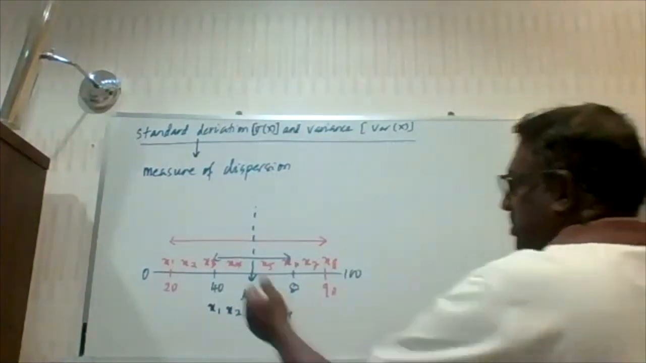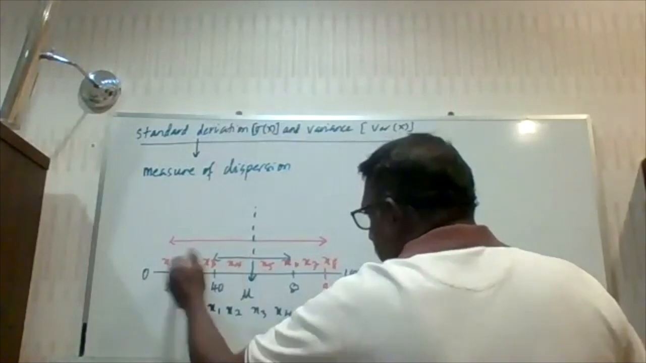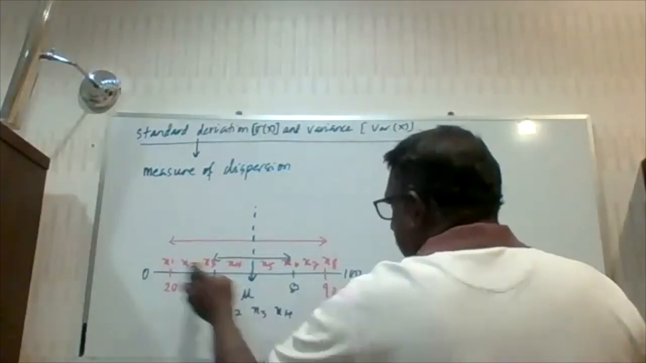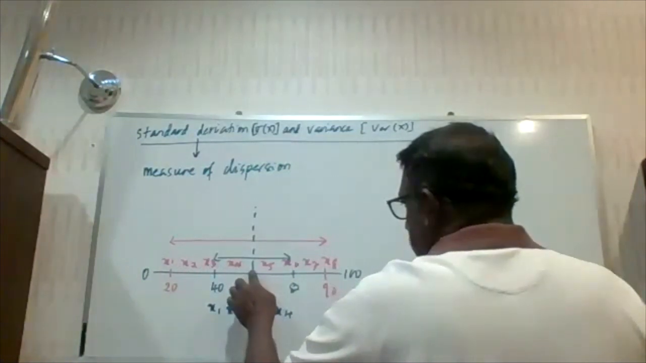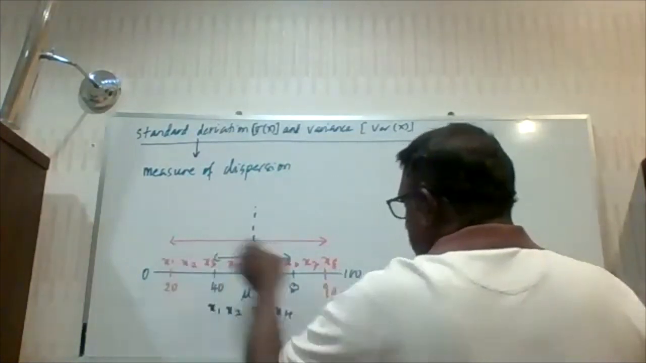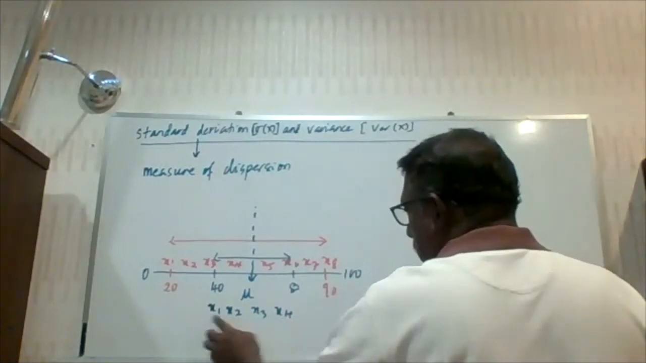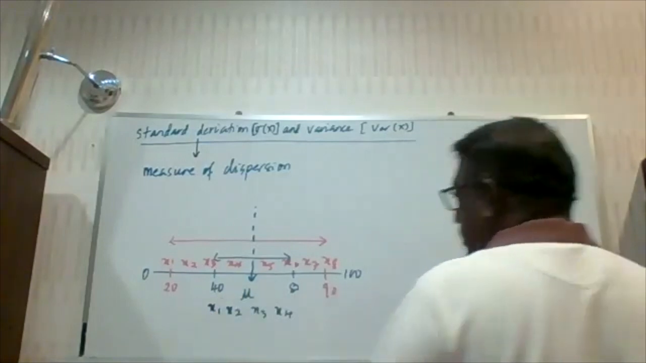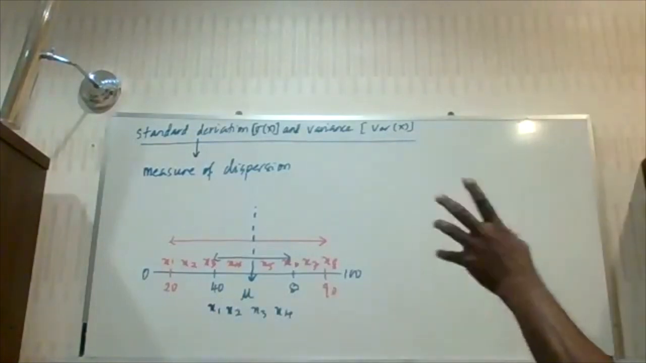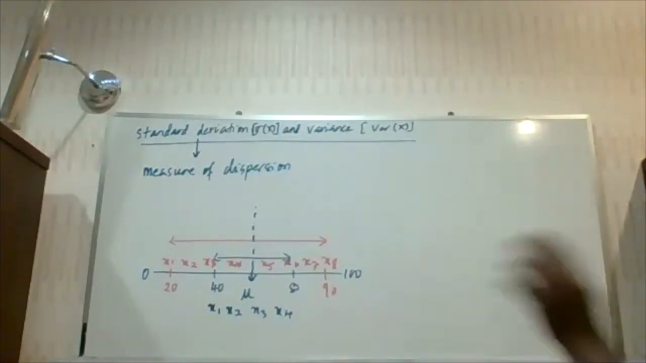So the concept is, the further away they are from the mean, the bigger the spread. This is very far from the mean, therefore the spread is big. This is the smallest value and this is the biggest value, both are closer to the mean, therefore this is a smaller spread. So we are beginning to get the idea. Yet we have not found a value.